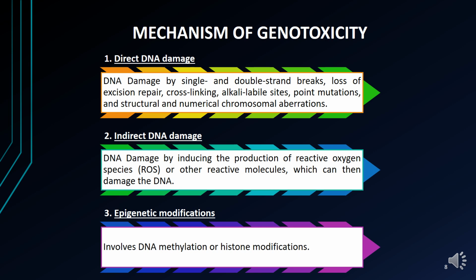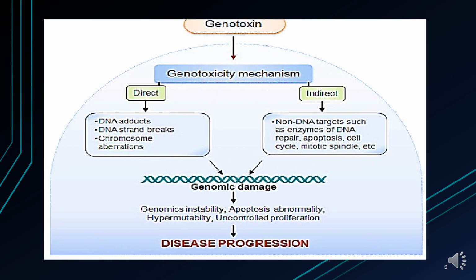And the third one is epigenetic modification. This involves DNA methylation and histone modification. But specifically in epigenetic modification, there is no structural change in the DNA, meaning no single base pair is replaced or altered. But there is methylation and histone modification. This mechanism leads to DNA damage. Then this is the pictorial presentation of the genotoxicity mechanisms that I already mentioned.